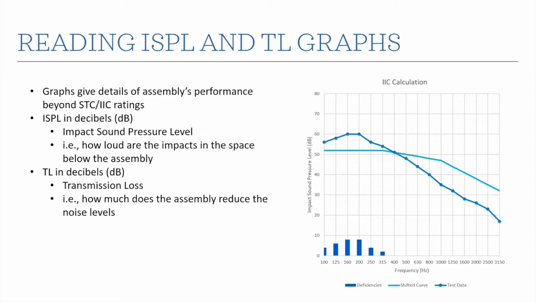So the graphs give details of the assembly's performance beyond just the single number STC and IIC ratings. ISPL stands for impact sound pressure level. It's measured in decibels, and it represents how loud the impacts are in the space below the assembly. So this is for an IIC test, or the field versions, AIIC, all of those things, right? For impact sound, structure-borne sound. TL stands for transmission loss. It's also measured in decibels, and it represents how much the assembly reduces the noise levels from one side to the other. So it's for airborne sound.